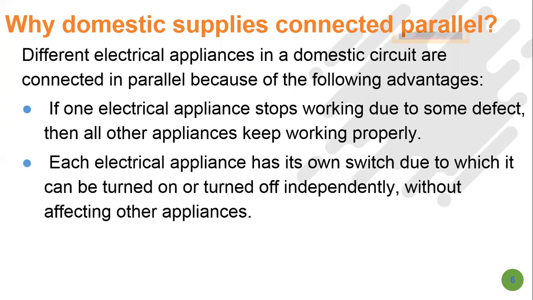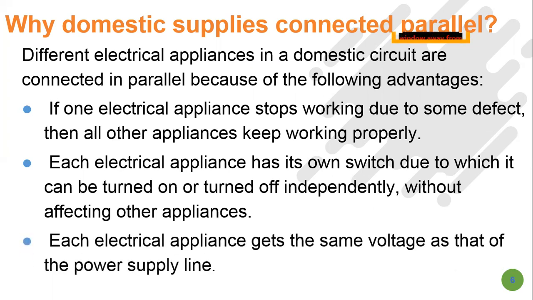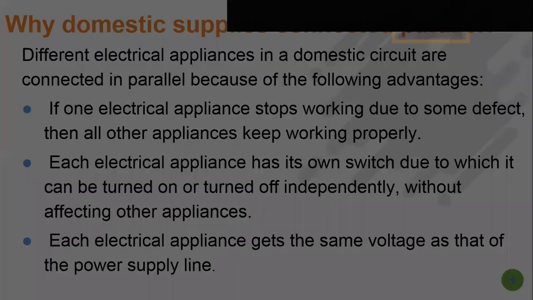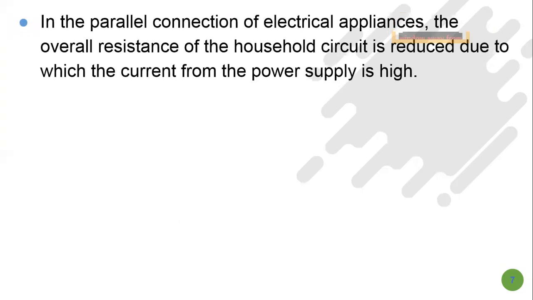Each electrical appliance has its own switch due to which it can be turned on or turned off independently without affecting other appliances. This is the second advantage. Each electrical appliance gets the same voltage as that of the power supply line. That means if we connect the fridge in parallel, then the fridge also gets the full voltage of power supply, that is 220 volt. So these are some advantages of wires connected in parallel.